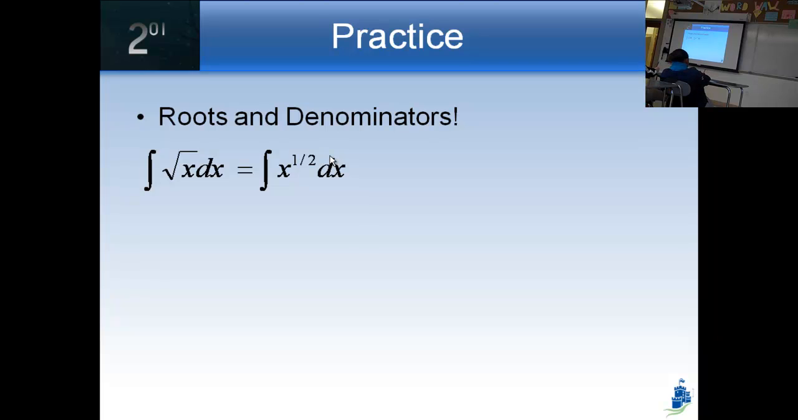Okay, and similarly, what's the derivative of root x? Go. What's the derivative of root x? 1 over 2 root x. Did you guys just memorize that? You should. The derivative of root x is 1 over 2 root x. Okay, so we're going to learn what the integral of root x is right now.